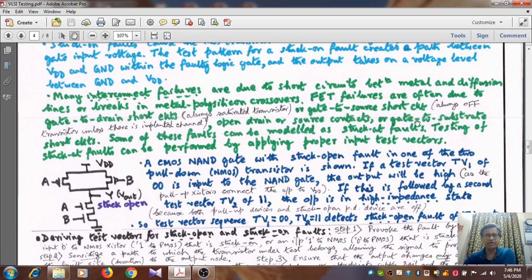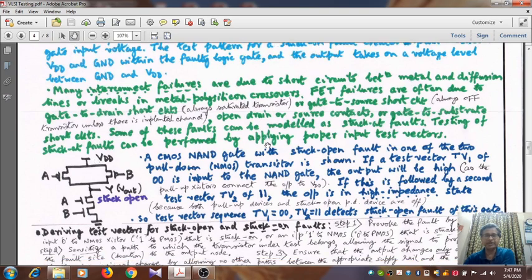Or there can be gate to substrate short circuits. Some of these faults are difficult to model and difficult to detect, but they can also be modeled as stuck faults. Testing of stuck faults, how it is done, we are showing by means of an example. It can be performed by applying a proper input test vector.